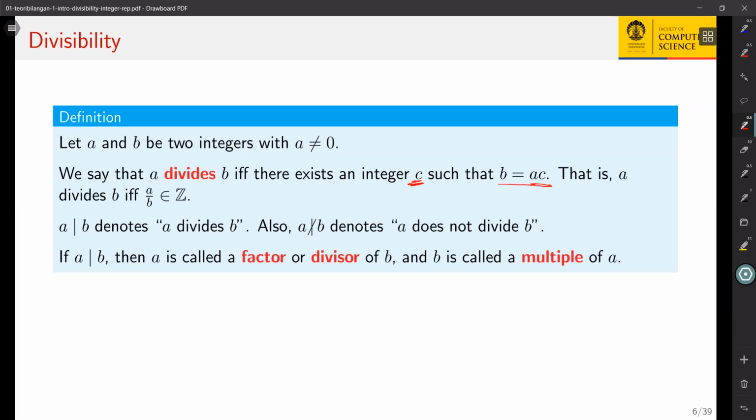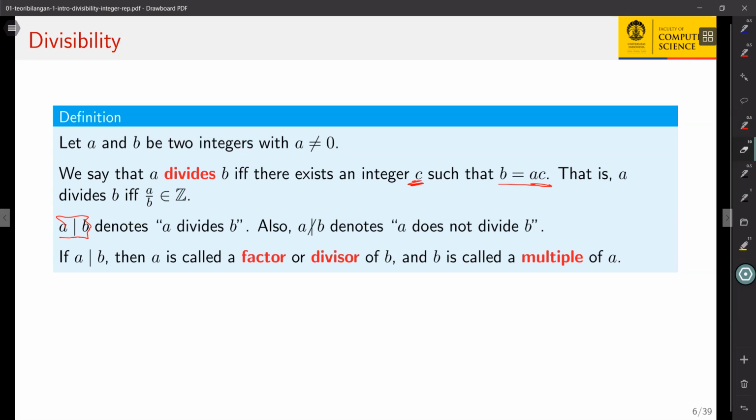Yeah. An equivalent definition would be A divides B if and only if A over B, so dividing B by A, gives us an integer. So B over A is an element of the set of integers. So if A divides B, then we could write it with a notation like this.